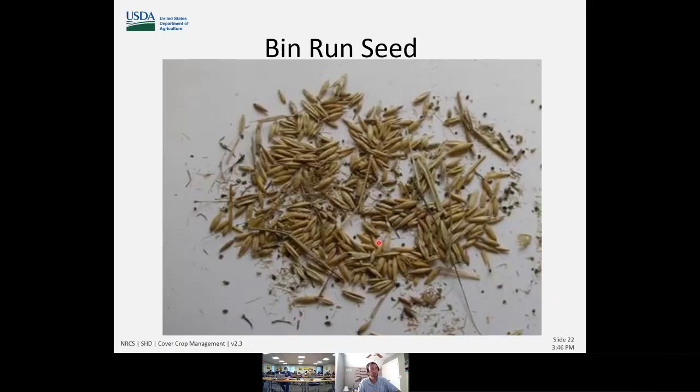And the reason I say consult your local 340 standard is because some states don't allow bin run seed to be utilized. So just make sure that for the state you're planning in, you review the considerations that the state is setting forward on the use of bin run seed.